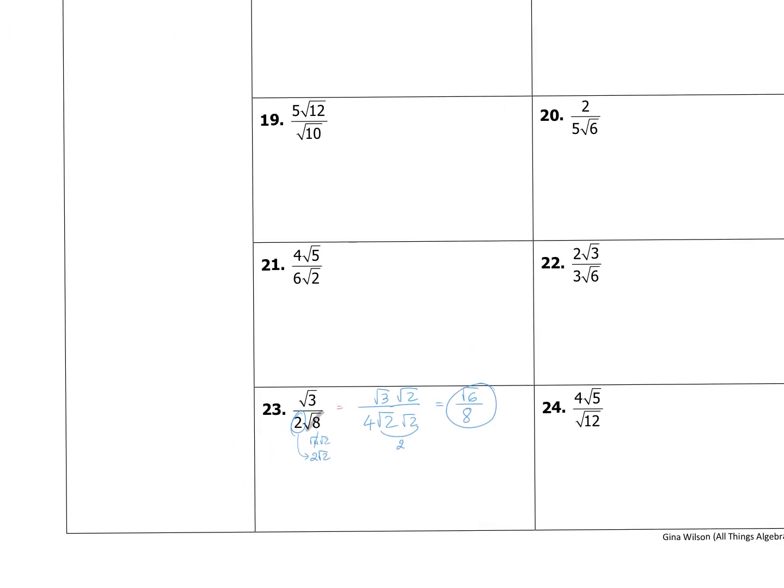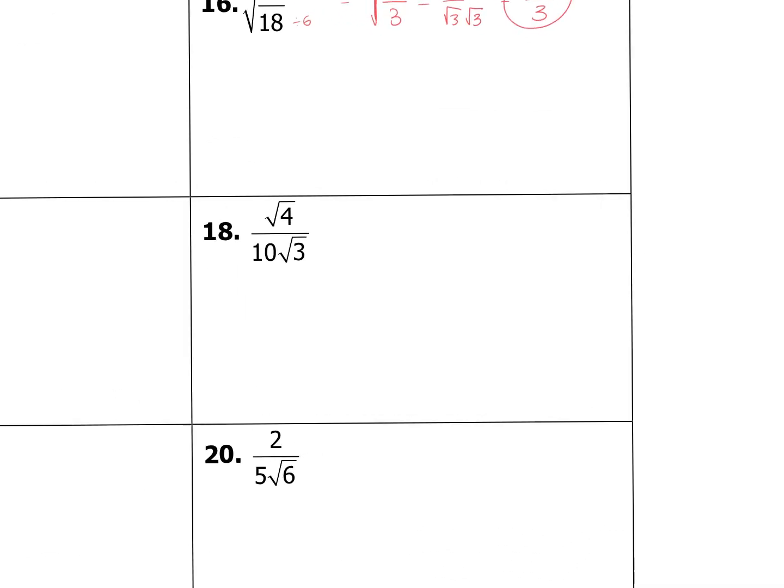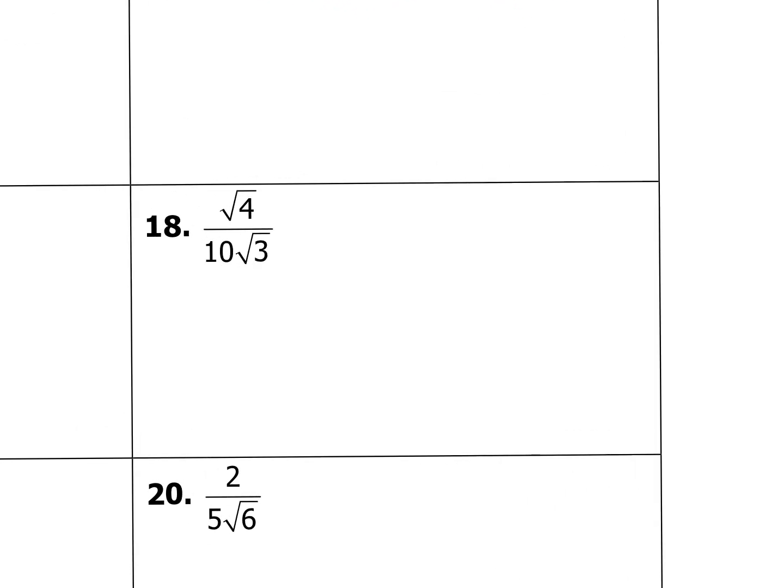All right. Number 18. When I look at this, I can simplify square root 4 right away because I know it is 2, 10 square root 3. And then I think I can simplify more by looking at 2 over 10 is 1/5. And then I multiply square root 3 on the top and the bottom. And I'm ending up with square root 3 over, this one becomes 3, so 5 times 3, 15.